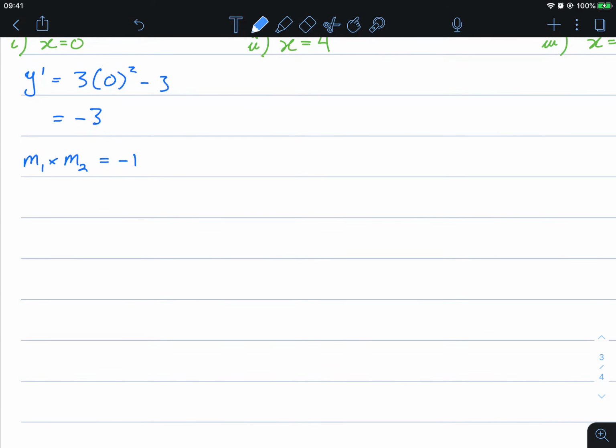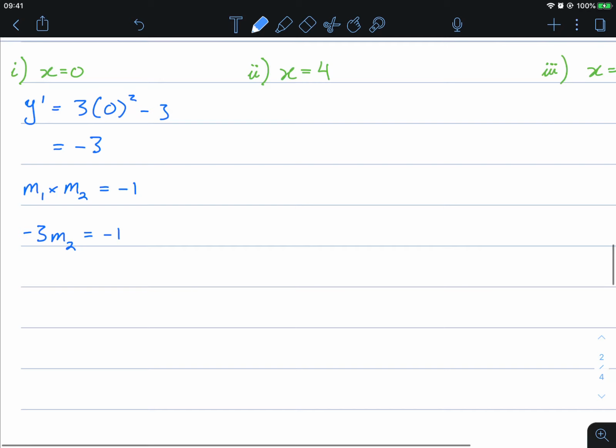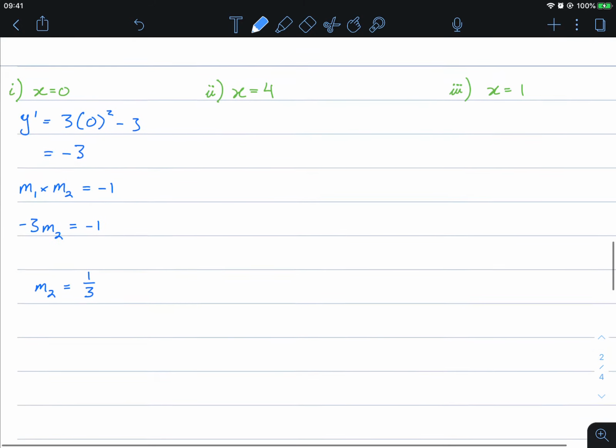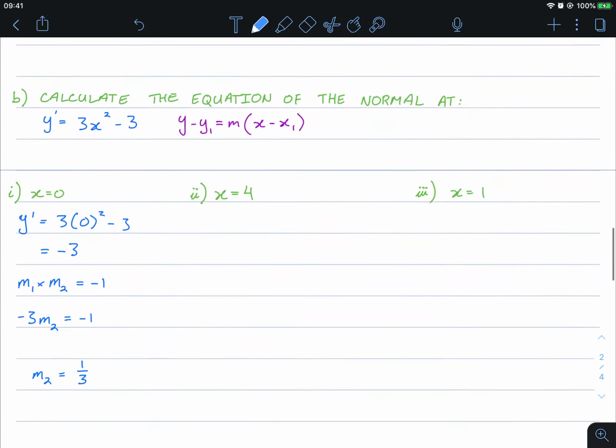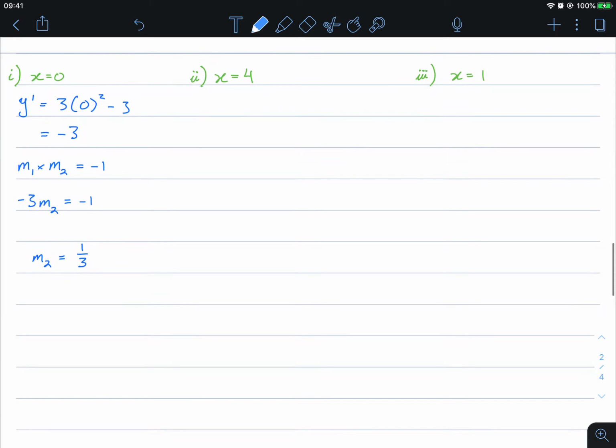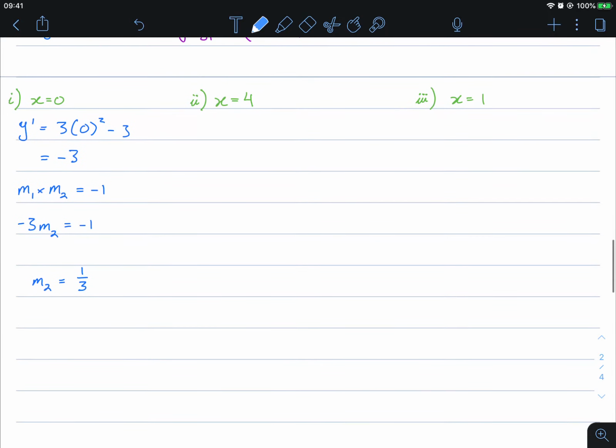So -3 is the gradient of the tangent. Let's let that be m1. So that's -3 times m2. Now, to find the gradient of the normal, we just solve for m2. m2 equals +1/3. Now that we have this, I hope you saw it's actually very similar to the previous one. But now we already have the coordinates of the tangent. The coordinates of the normal will also be the same.